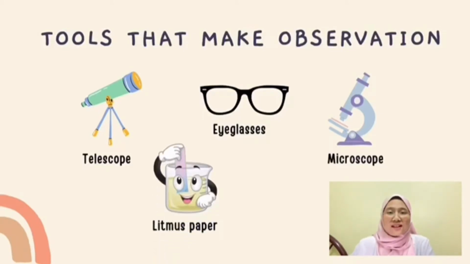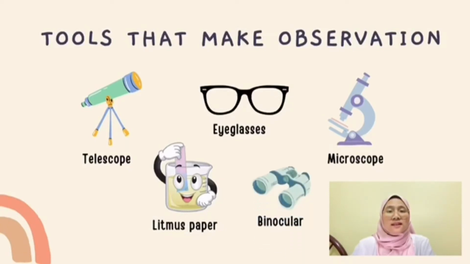The next one is litmus paper. We use litmus paper to determine whether a solution is alkaline, acidic or neutral. The last one is binoculars. We use binoculars to see far things as if they were near us. So those are some examples of using tools or equipment to make observations.